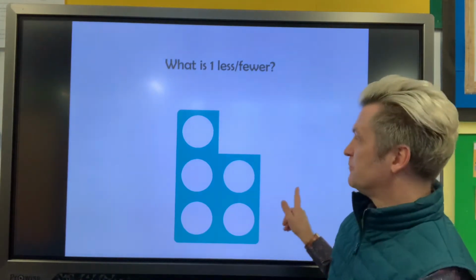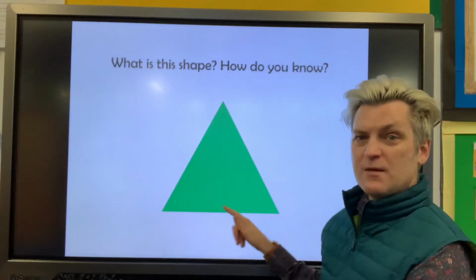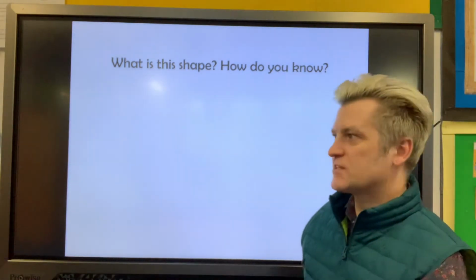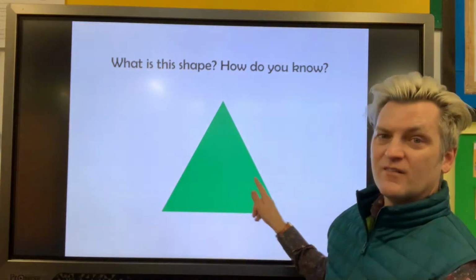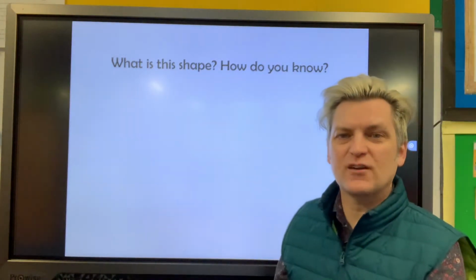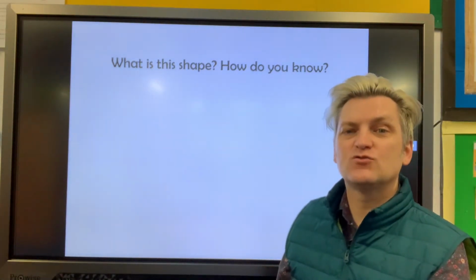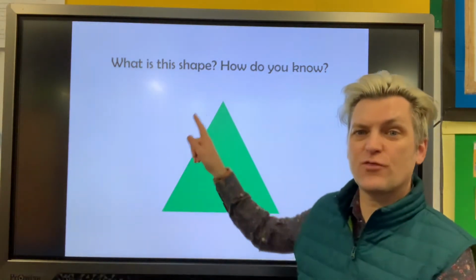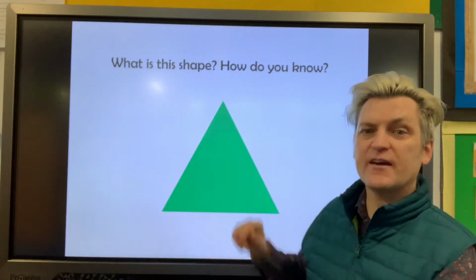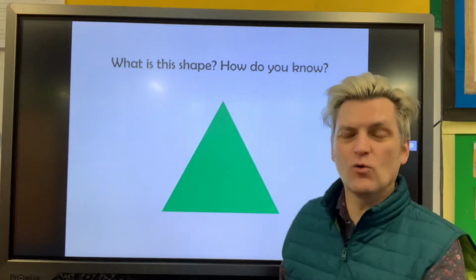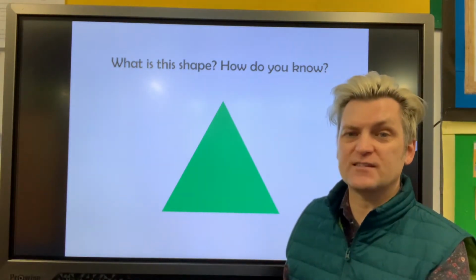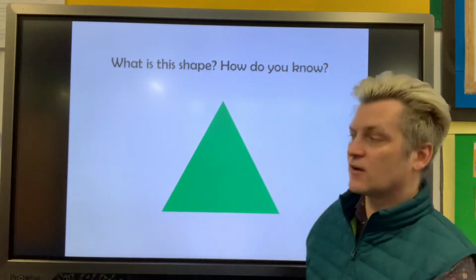There we go. Now, what's this shape? It's vanished. Do you want to see it again? What was the name of that shape? It's a triangle. Well done. And this triangle has got 3 equal sides. But remember, all the sides don't have to be the same. So long as it's got 3 straight sides, it's a triangle.